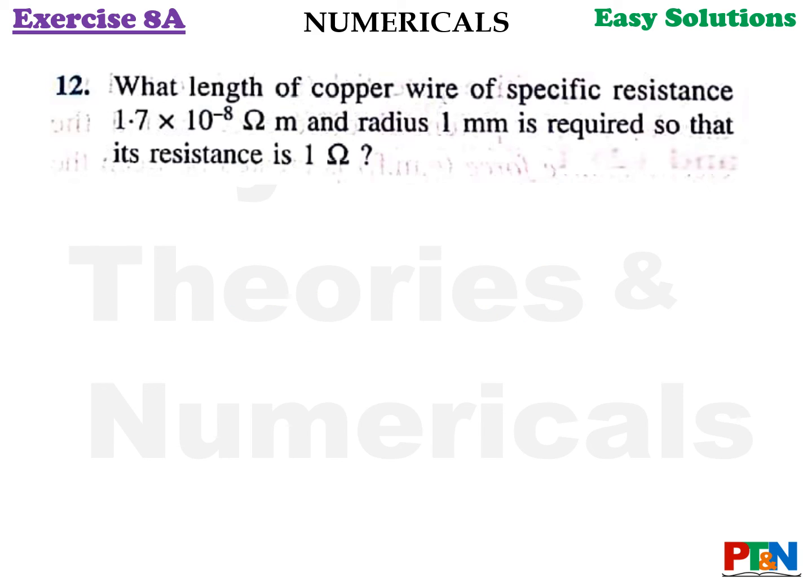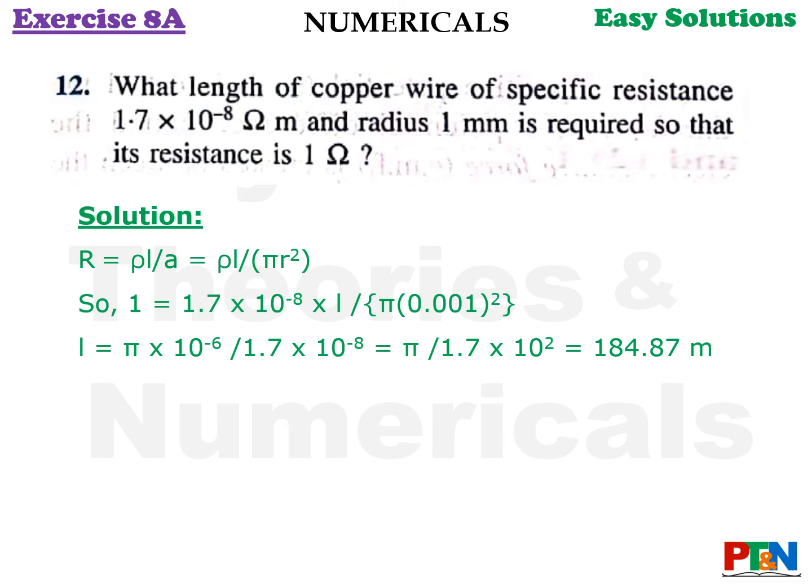Next one. What length of copper wire of specific resistance given and radius 1 millimeter is required to make its resistance 1 ohm? Very easy, simple formula, same formula. R is equal to rho L by A. Let's see the solution. R is equal to rho L by A. What is A? A is pi into R square. Here you need to put the value of R in meter. So put the values, put the value of rho, put the value of resistance, that is 1 ohm.